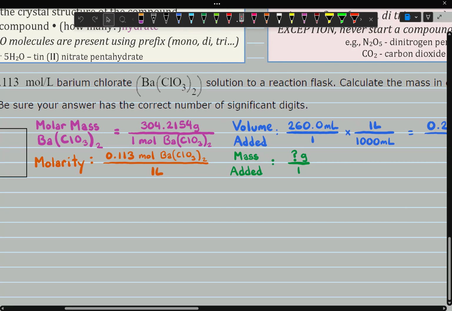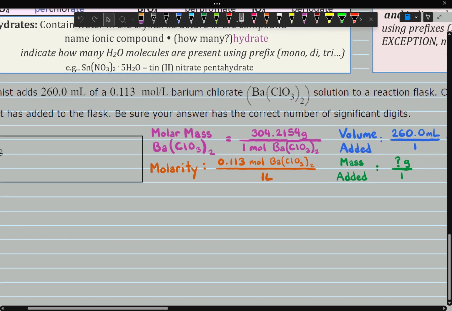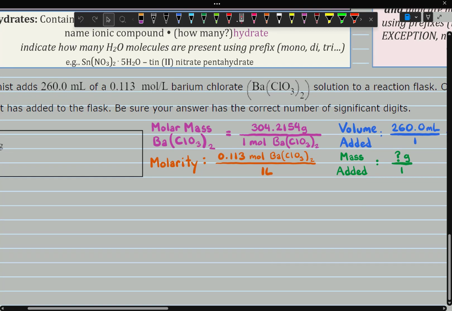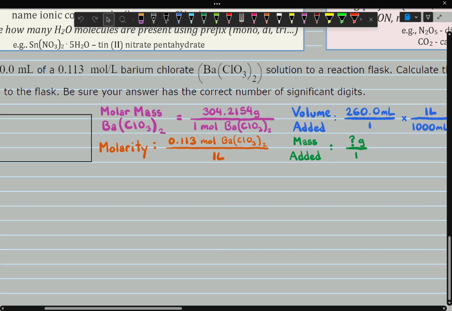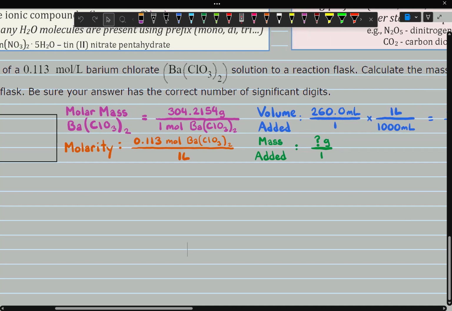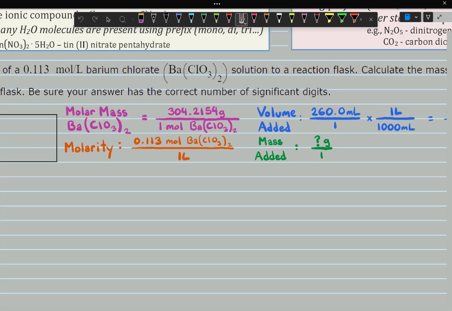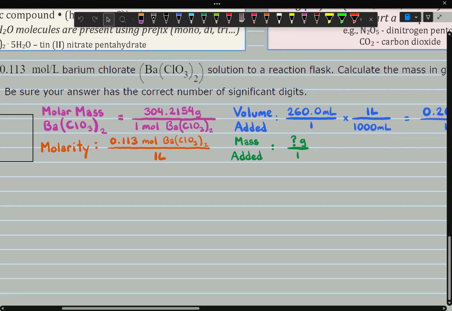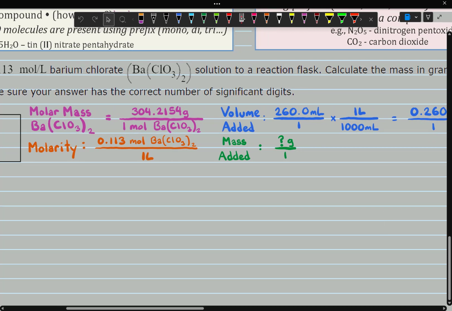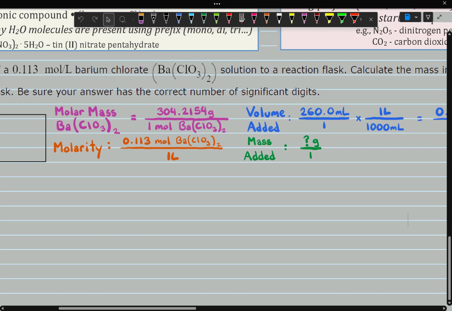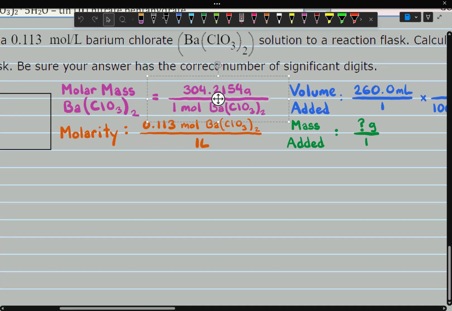So, if we're given molarity in moles per liter, then I would say the best first step to solving this problem would be to find how many moles are inside 260 milliliters of this solution. So if we find how many moles are in that much solution, then it's very easy to find what the mass is of that amount of moles. We just multiply it by our molar mass and we'll be left with grams. So let's start with that.